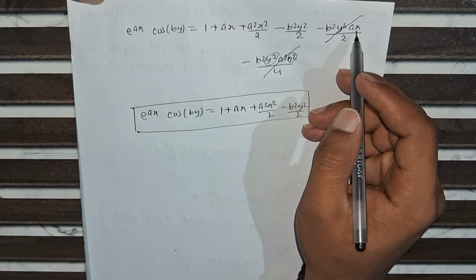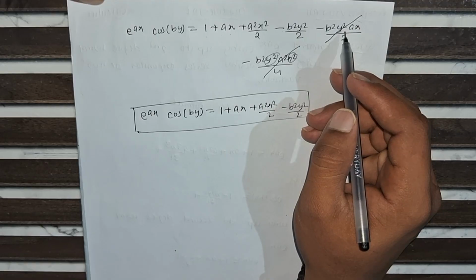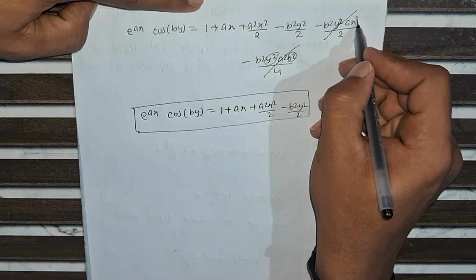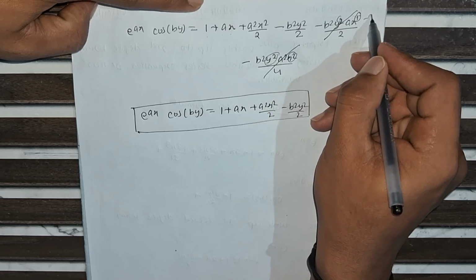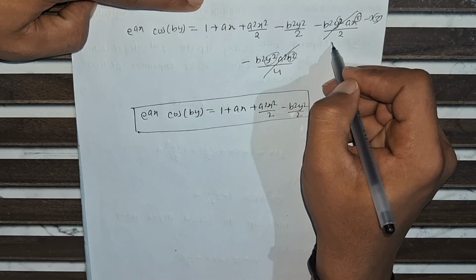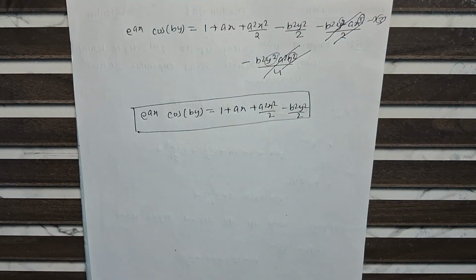If any x and y terms appear together, it is not the second degree, because this is y to the power 2 and this is x to the power 1. So 2 plus 1 is degree 3, but the question is asking about the second degree. That's why we are ignoring this one and this one also. Like this you have to solve in the examination to get the full marks.